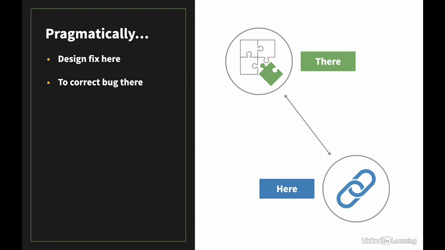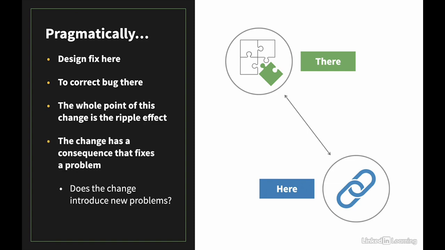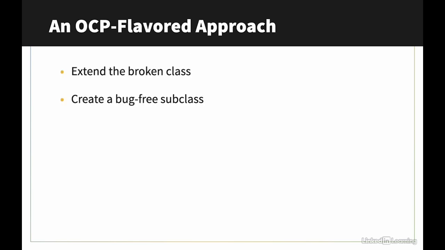When making a change here to fix a bug that arises over there, the whole point is to leverage the ripple effect and fix the problem. And of course, this might introduce more problems. To minimize the destructive effects of ripples from any change, consider this approach to supplying bug fixes. Where possible, extend a class to introduce the bug-free subclass.